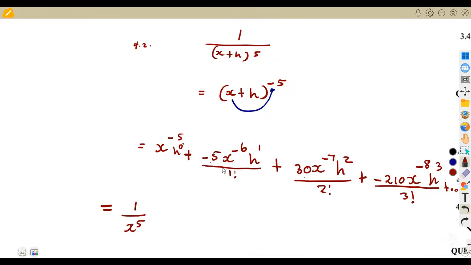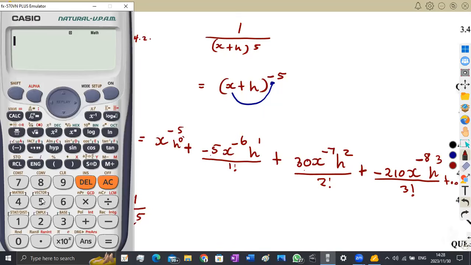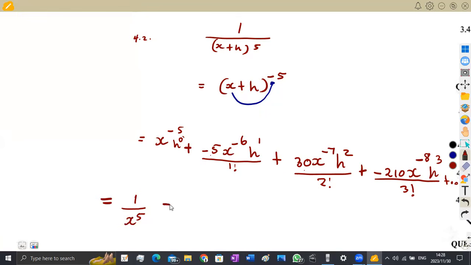All right, the same thing here. Negative 5 divided by 1 factorial gives you minus 5. You can also do that, guys. This is your calculator, and that is going to give you a negative 5. If you divide negative 5 by 1 factorial, it just remains as negative 5. So this will be negative 5h.